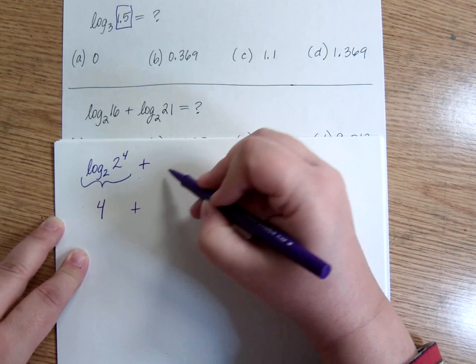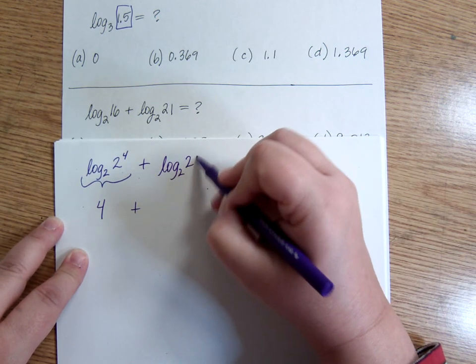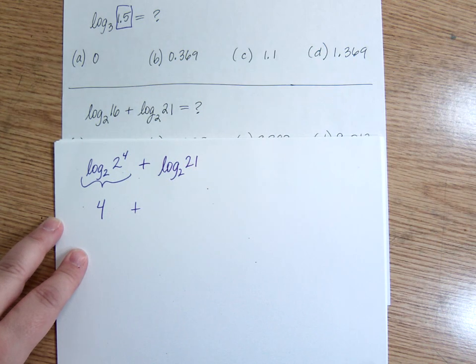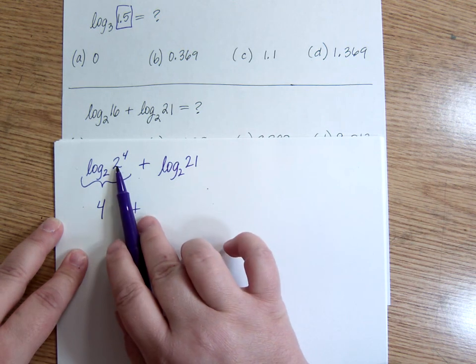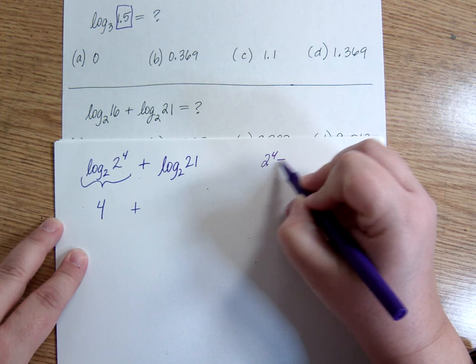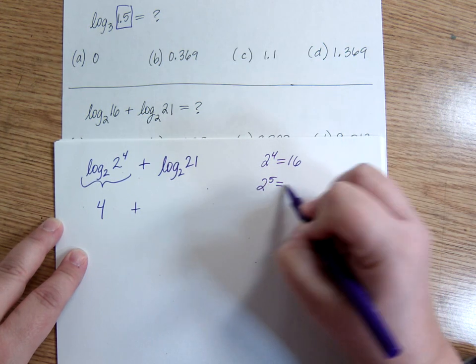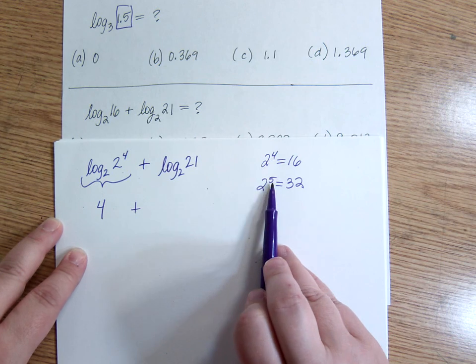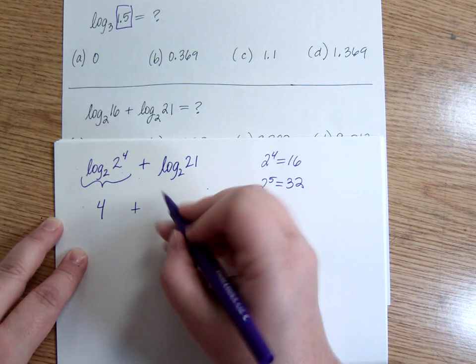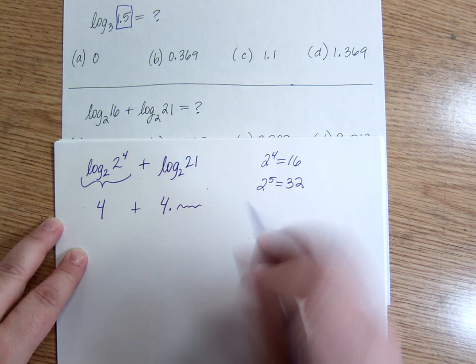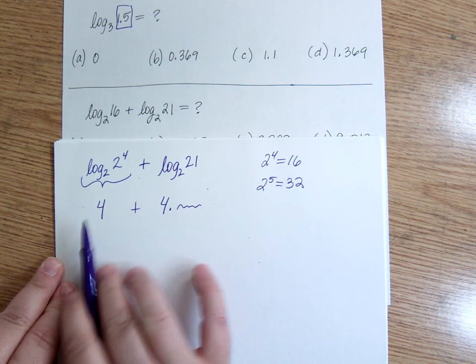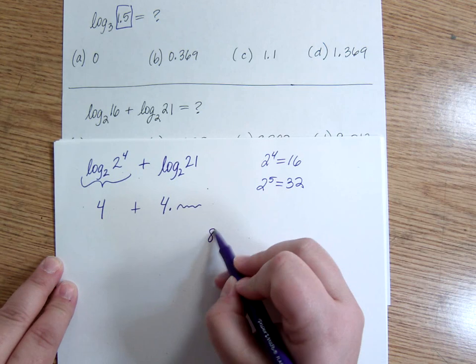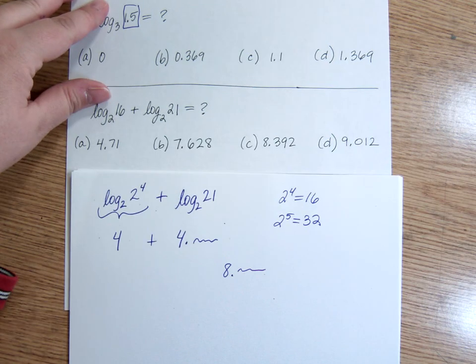Plus log base 2 of 21. Can 21 be written as a power of 2? It cannot. So let's think about what it's close to. Well, we just said that 2 to the 4th was 16. Okay? 2 to the 5th is 32. 21 is between 16 and 32. So it's going to be 2 to the something between 4 and 5. So I'm just going to say 4 point something, whatever. So when I add these, I know it's 4 plus 4 point something, so it's going to be 8 point something. And there it is.